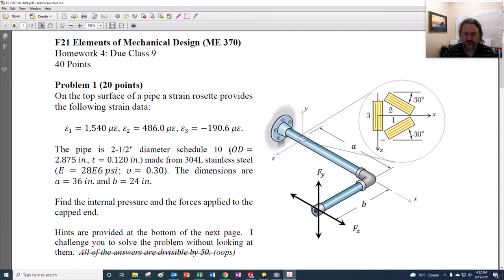We know that the pipe is a 2.5 inch diameter, schedule 10, and I gave you the outside diameter and the wall thickness. It's made out of stainless steel, and I gave you the material properties, and the dimensions are 36 inches here and 24 inches there. We want to find the internal pressure and find what the forces are applied onto the end right here.